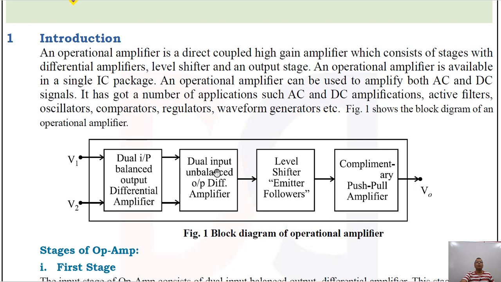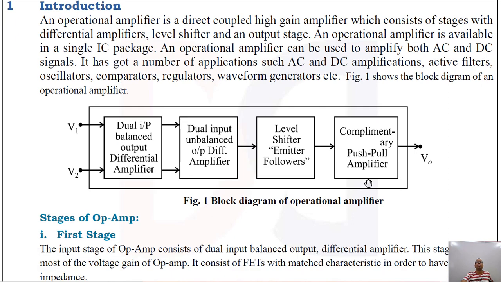Then dual input unbalanced output. Dual input means the outputs of the first stage are fed as input to the second stage, but we have a single terminal as the output, so we have unbalanced output. So the first two stages of the operational amplifier are differential amplifiers. Then the third stage is level shifter, which is also known as emitter follower circuit. We will see the meaning and purpose of all these stages one by one. And the last stage is complementary push pull amplifier. This is the complementary push pull amplifier, that is the last stage.